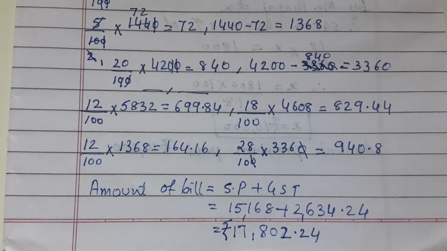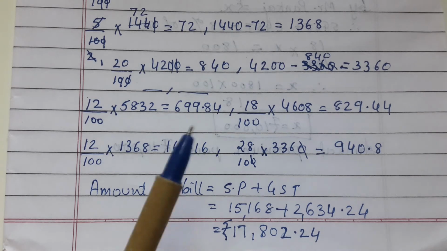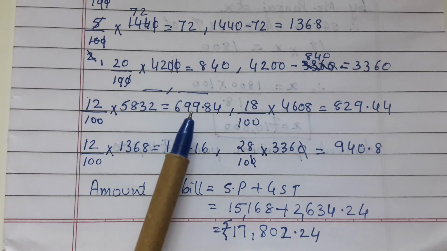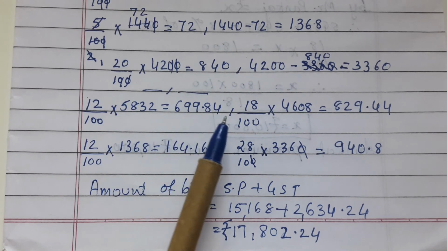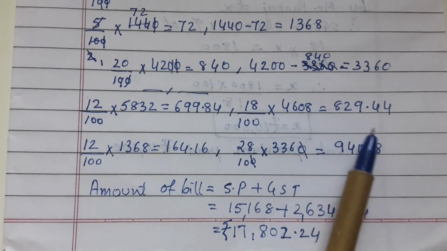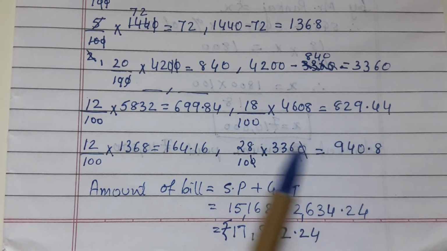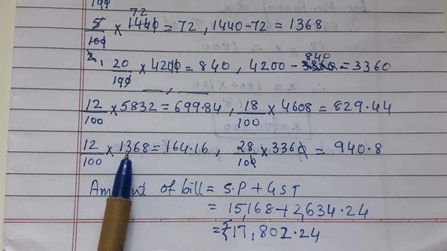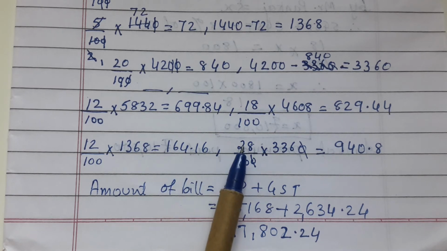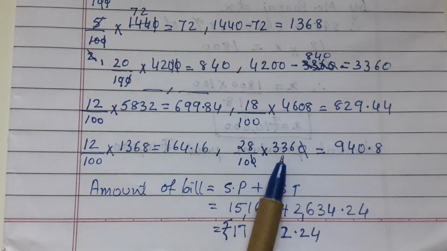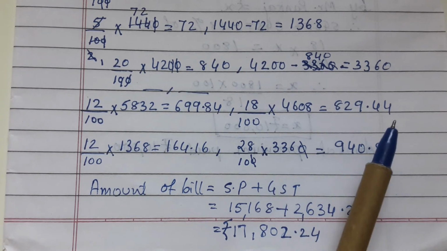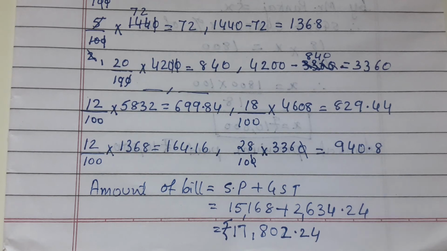Now we will calculate GST of each row. First is 12% of 5832, which is 699.84. 18% of 4608 is 829.44. 12% of 1368 is 164.16. 28% of 3360 is 940.80, and we will add total GST.